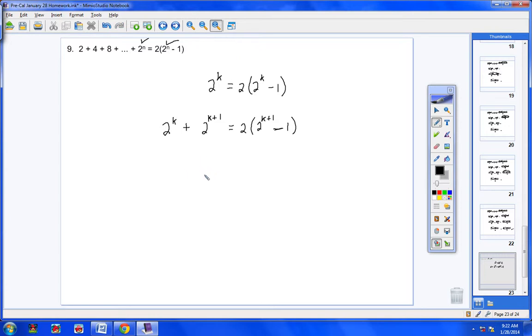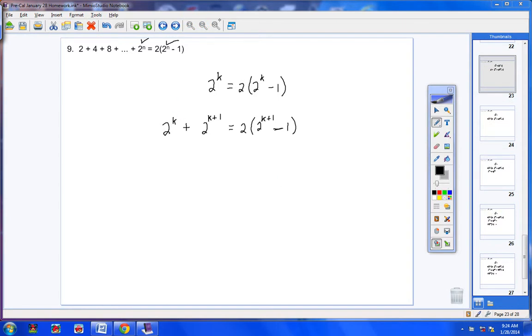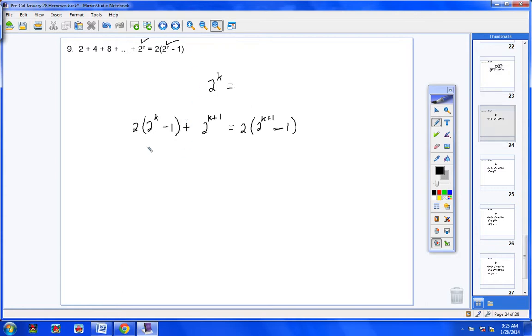Obviously, I'm trying to think the best way to do this. Well, the first thing we definitely need to do is to make our substitution. We know that. And so for 2 to the k right here, I'm going to substitute that out and put this expression right here. All right, let's go ahead and do that, and we'll have this right here.